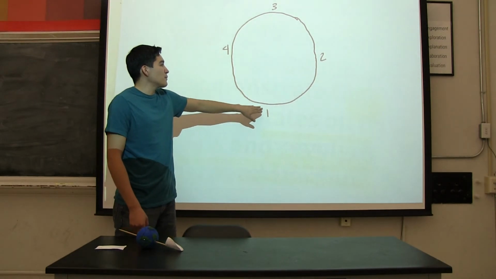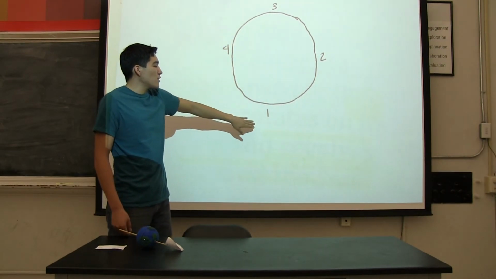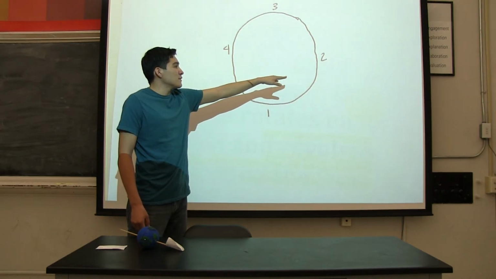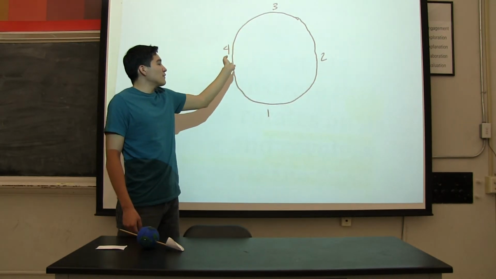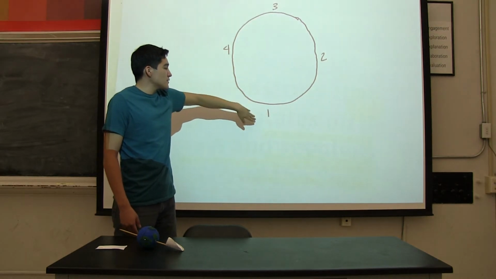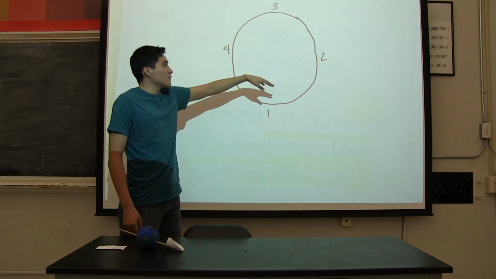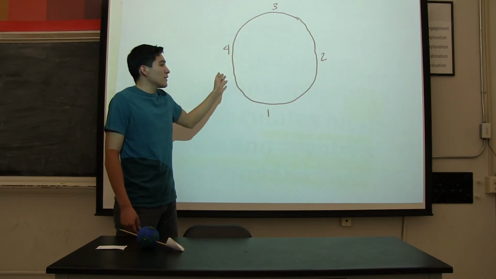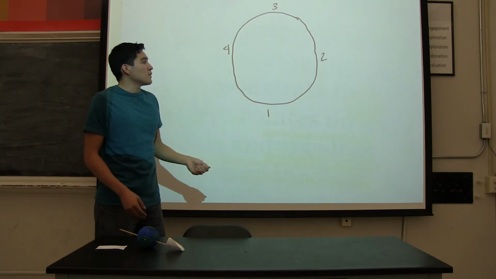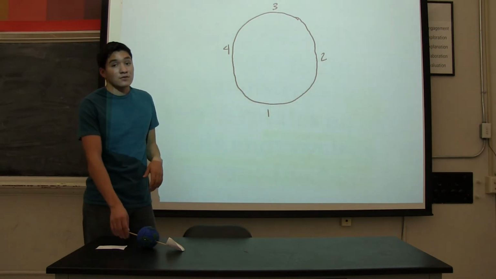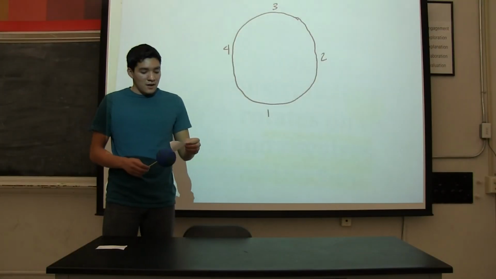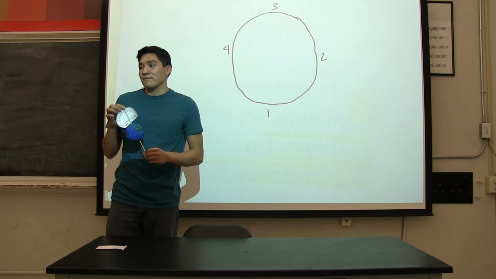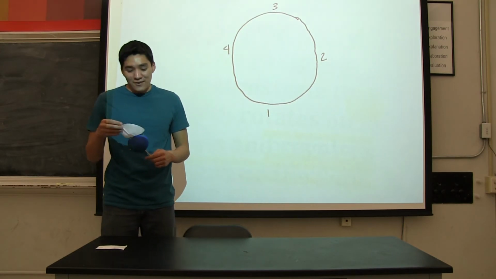Okay, so each number represents a season. So if 1 is summer, then that means 2 is going to be fall, 3 is going to be winter, and 4 is going to be spring. So as summer transitions to winter, it's called fall, and when winter transitions to summer, that's called spring. So what we just modeled in the worksheet was Earth's revolution in 365 days. How long is one rotation of Earth? 24 hours. Yes, 24 hours.